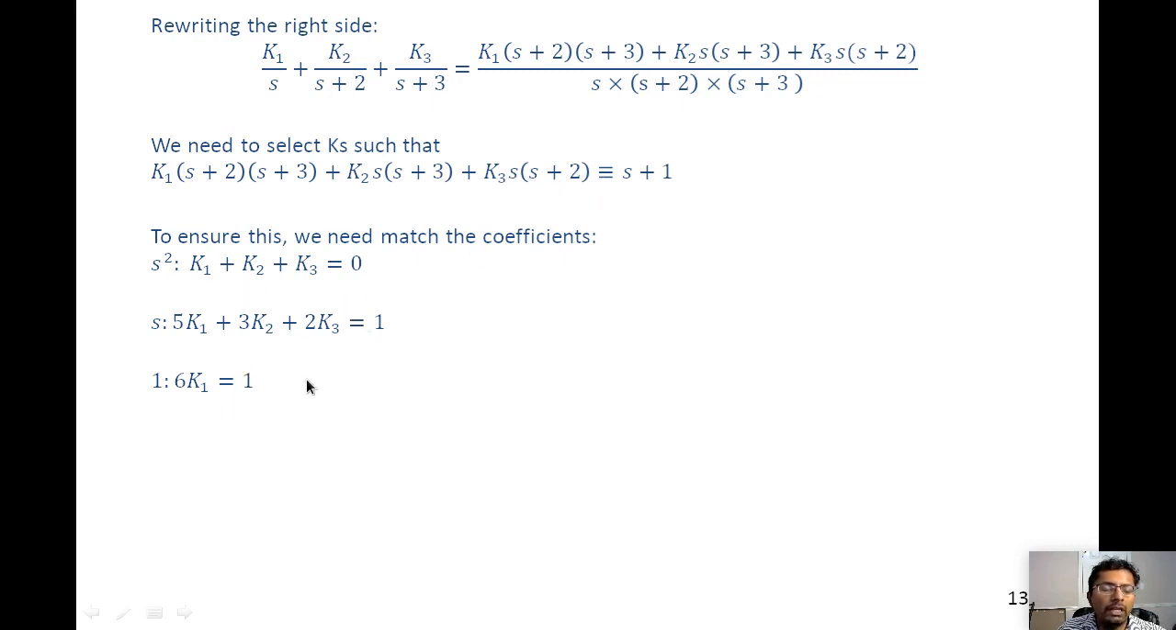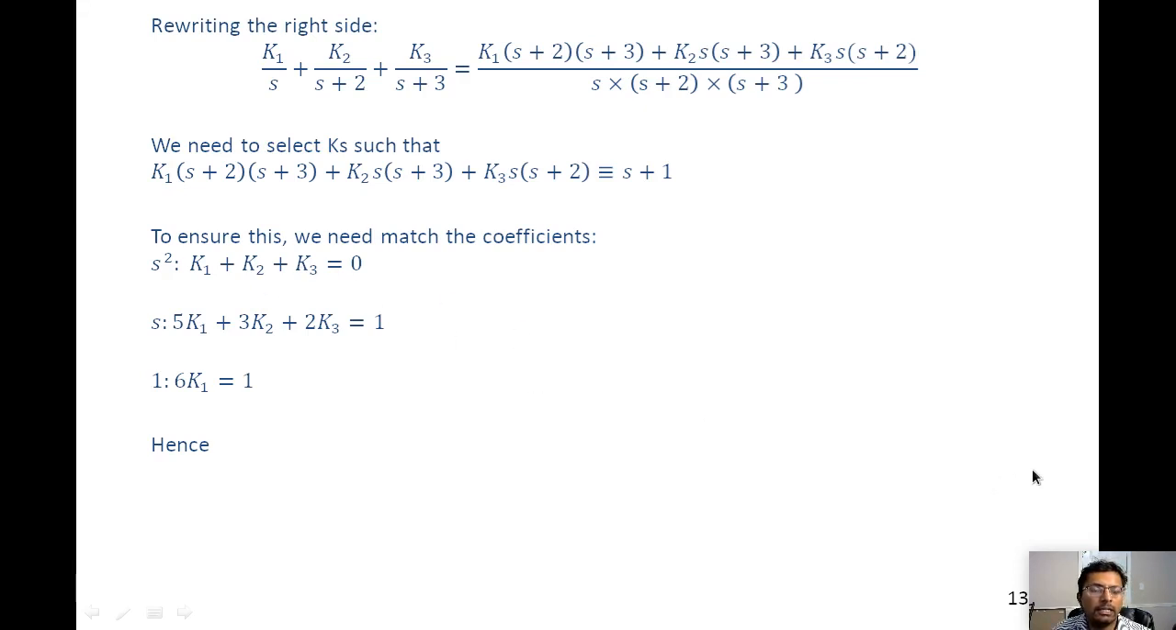So we have to solve these equations. We have three unknowns, k1, k2, and k3, and then we have three equations, and we can solve it. So this is not particularly difficult. What you can actually do is use the last equation over here to solve for k1, which is going to be 1 over 6. We can eliminate k1, and then we have two equations, and then we solve for k2 and k3.